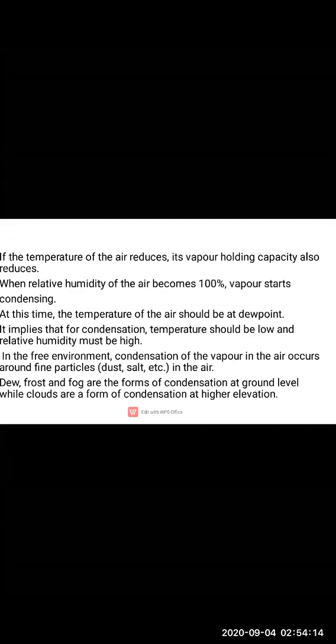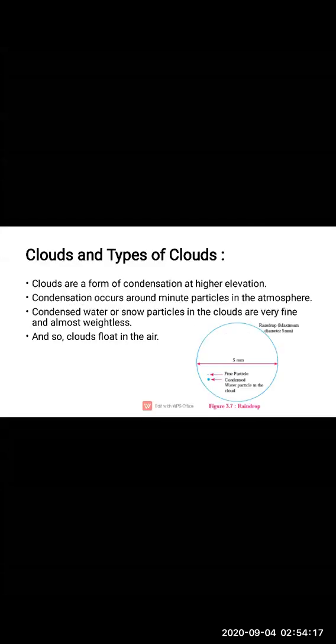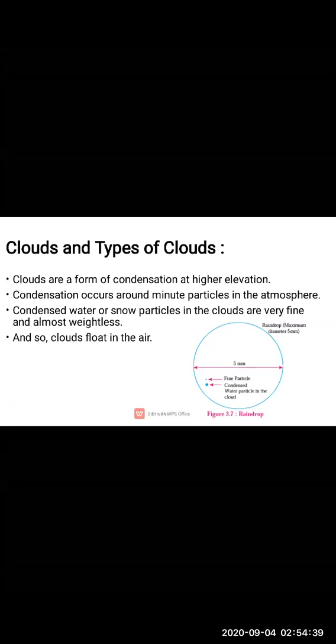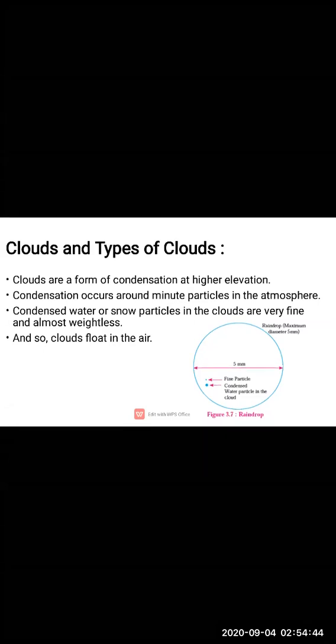Now moving ahead, we are going to study clouds and their types. We have seen that clouds are a form of condensation which occurs at higher elevation. This condensation occurs around minute particles which are present in the atmosphere, children. The condensed water or snow particles in the clouds are very fine. They are almost weightless.